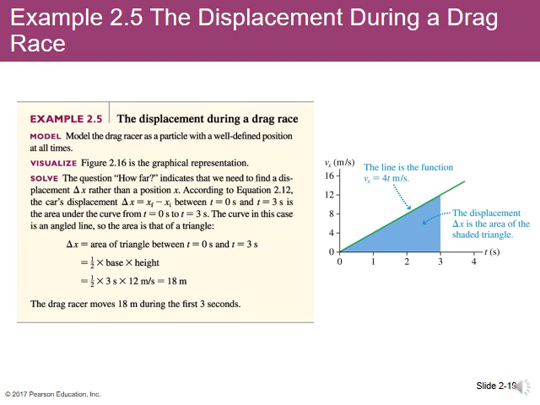We can use the function to figure out what it is at 3 seconds, right? So what is the velocity at 3 seconds? Equal to 4 times 3, which is 12. So that's the height. The width of this is 3. So 1/2 times 12 times 3 equals 18. So we know from this that the race car moves 18 meters during the first 3 seconds of its motion.